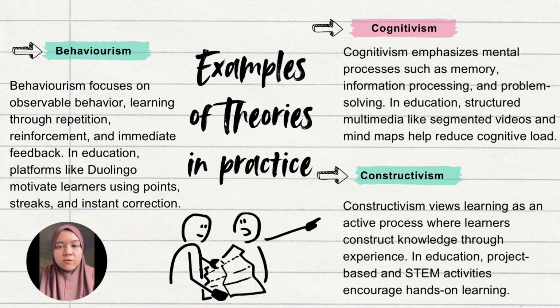For the examples of theories in practice, the first theory is behaviorism. Behaviorism focuses on observable behavior and views learning as a process shaped by repetition, reinforcement, and immediate feedback. In educational settings, this theory is commonly applied through digital platforms such as Duolingo, where learners are motivated by points, streaks and instant corrections. This feature encourages repeated practice and helps learners strengthen correct learning behavior.